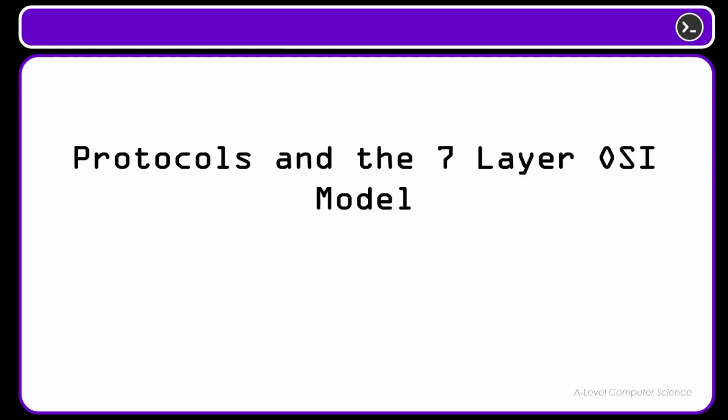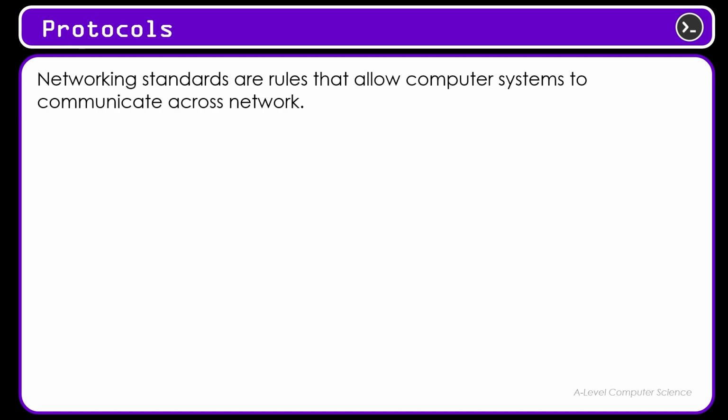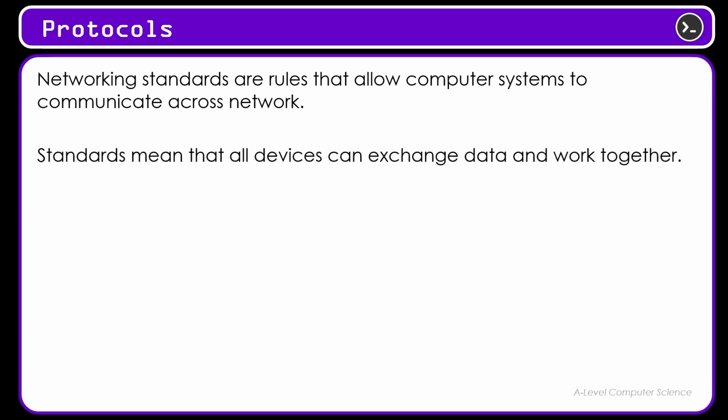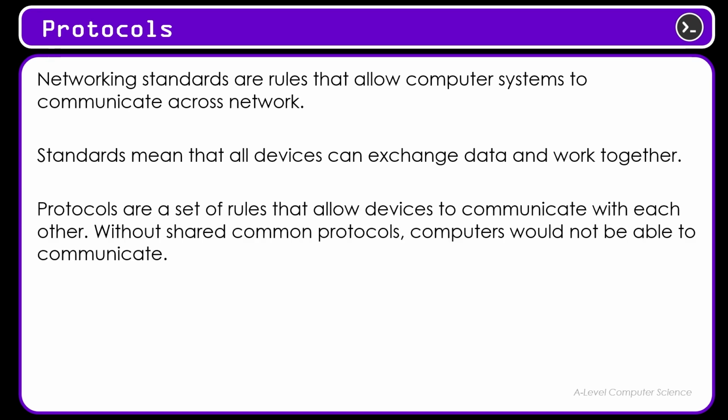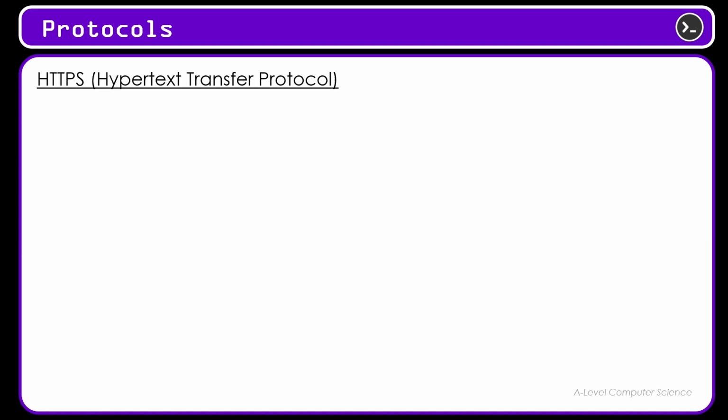The protocols and the 7-layer OSI model is the next subcategory. Networking standards are rules that allow computer systems to communicate across a network. Standard means that all devices can exchange data and work together, and protocols are a set of rules that allow devices to communicate. Without shared common protocols, computers would not be able to communicate with each other.